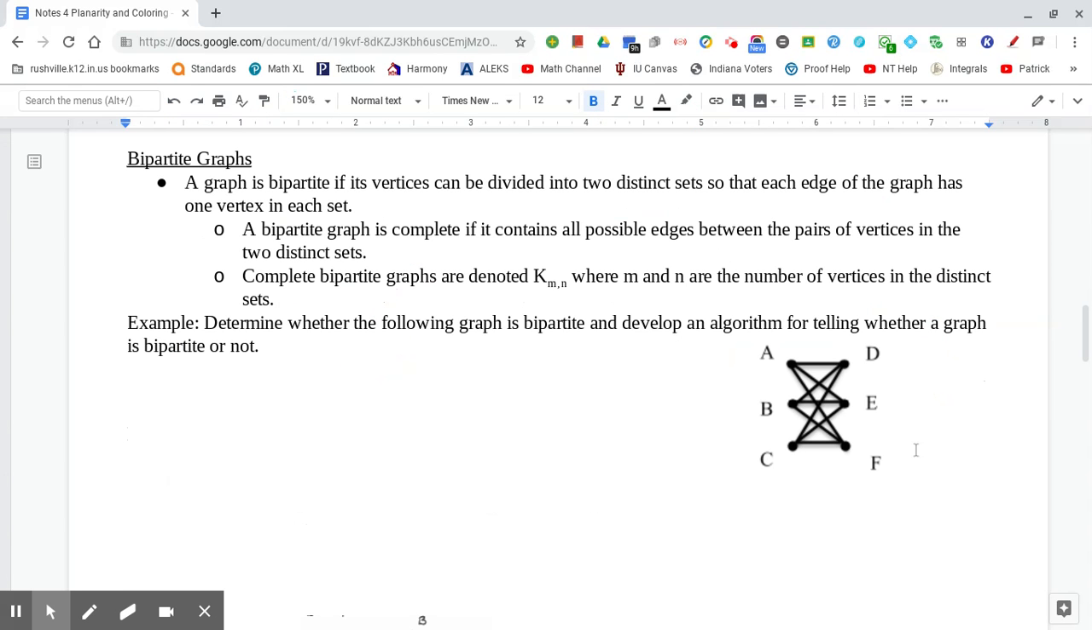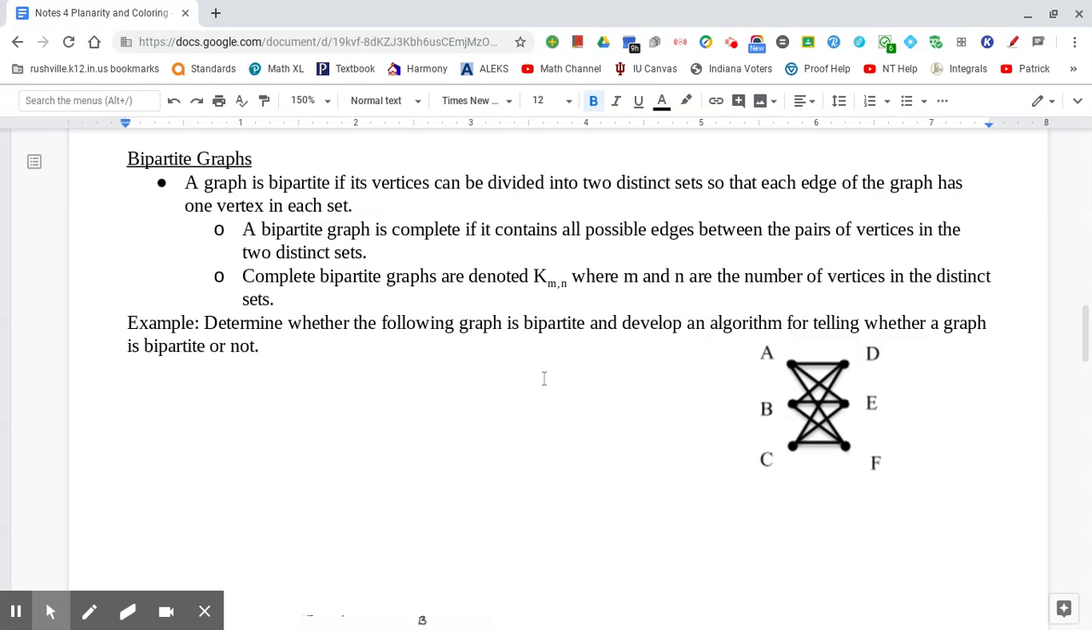Next, we're going to talk about what are called bipartite graphs. You're probably already thinking, okay, it has the prefix bi, which means 2, so it probably has something to do with 2, and that is exactly right. A graph is bipartite if its vertices can be divided or split into 2 distinct sets, so that each edge of the graph has one vertex in each set.